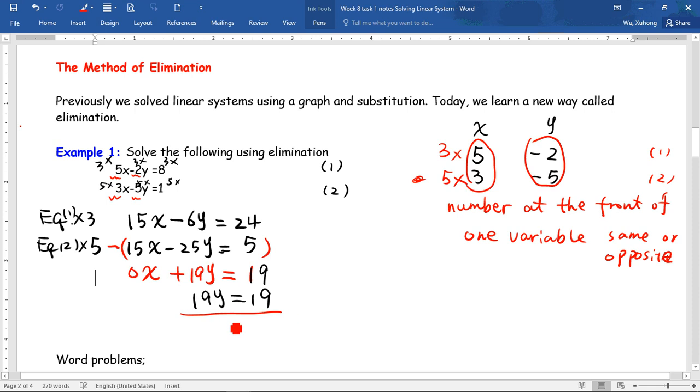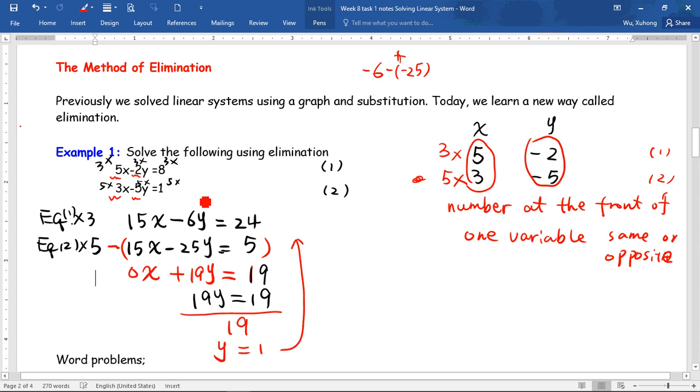So the whole idea here is we want to get rid of one variable by making the numbers at front of it 0. How to make it 0? We change these numbers by multiplying numbers to make them same or opposite. So if they are same, then we subtract. So this 19 is from negative 6 minus negative 25. Then it will be plus, so you have positive 19. Okay? And this one, 24 minus 5. Then divide by 19, you will have y equals 1.